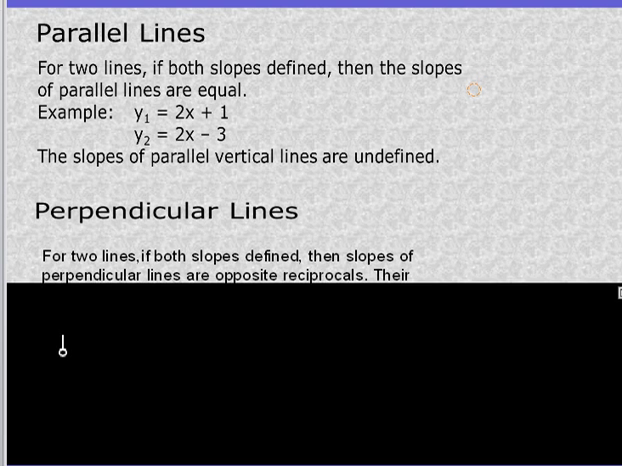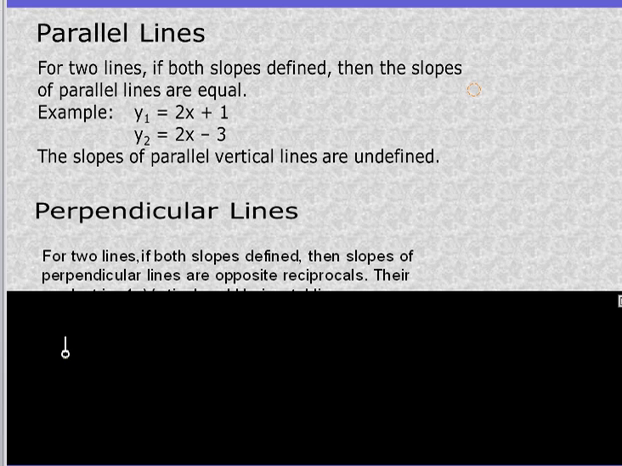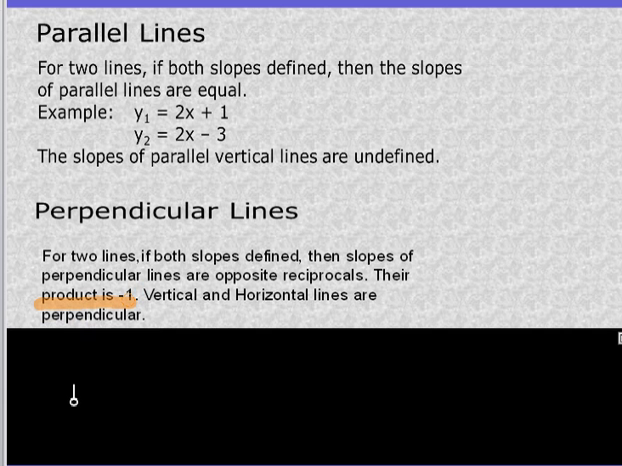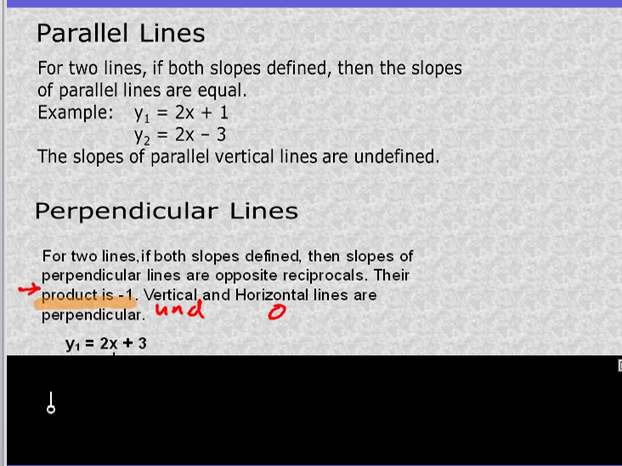Perpendicular lines: for two lines, if both slopes are defined, then the slopes of perpendicular lines are opposite reciprocals. Their product is equal to negative 1. So if you forget what opposite reciprocals are, you can maybe remember this. Vertical and horizontal lines are always perpendicular. So again, we're going to have a slope here of undefined and a slope here of 0. So this rule doesn't necessarily apply, but hopefully you know if a line is vertical and another is horizontal, they're going to be perpendicular. So here's the first equation, y equals 2x plus 3.